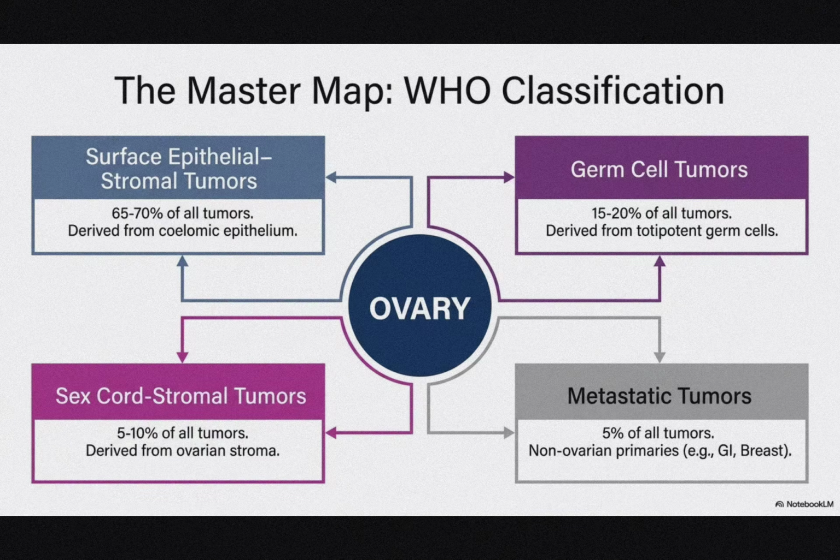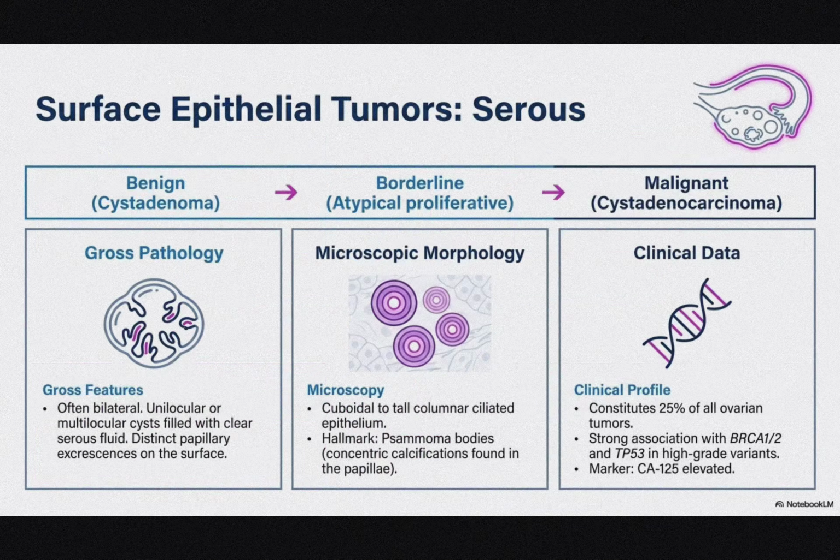You can only understand this classification if you have a good foundation of the ovary, what we discussed on the second page of the slides. So let us talk about the ovarian tumors one by one. The first one we have here is surface epithelial tumors, that is the serous one.